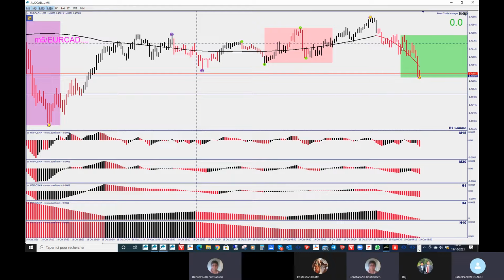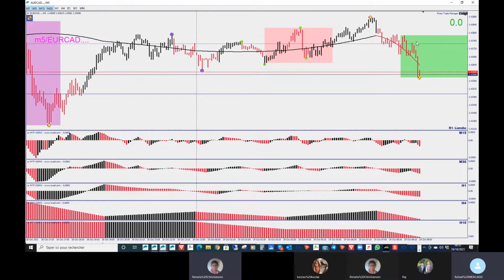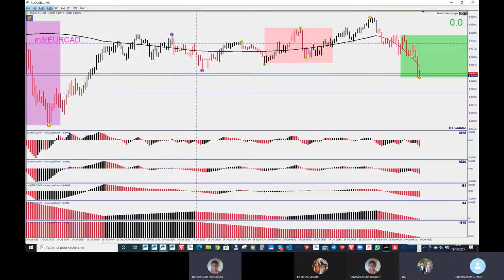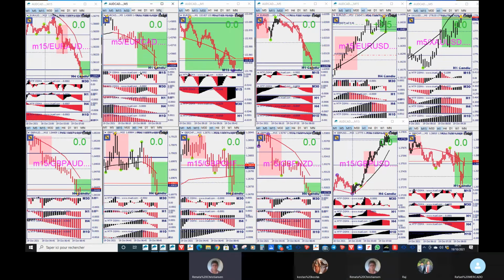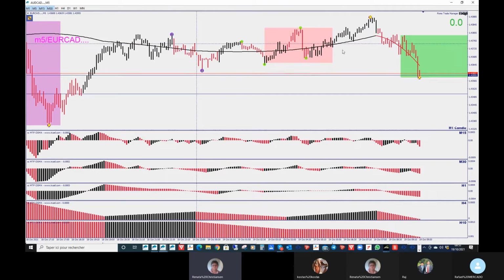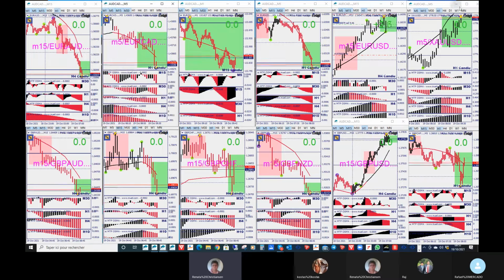Maybe if you guys are in the EuroCAD, you can set your stop loss right here, or maybe break even. I don't know how many pips you are in profit. It depends on where you got in, right? If you got in at the top of the European session, it should be at break even. Euro yen has retraced to 0.